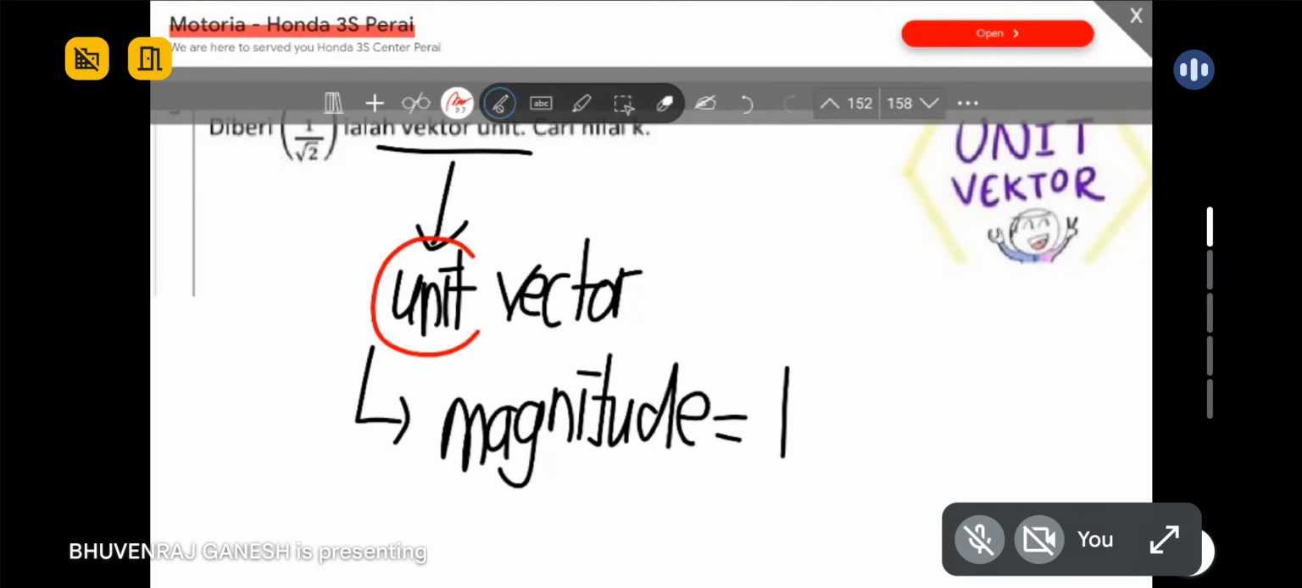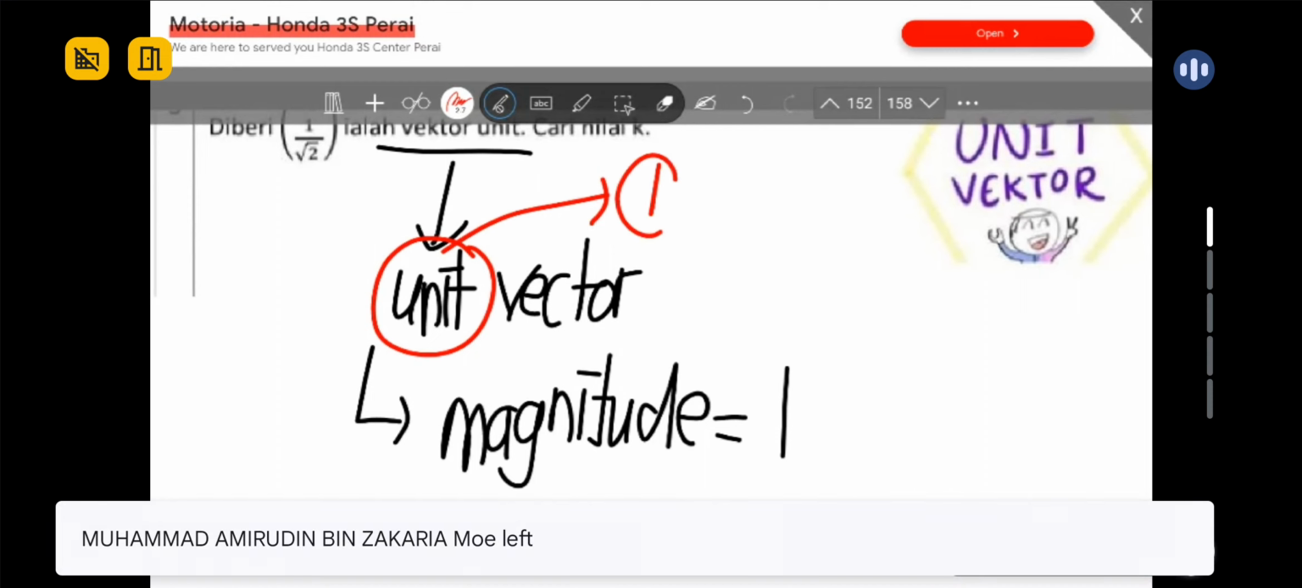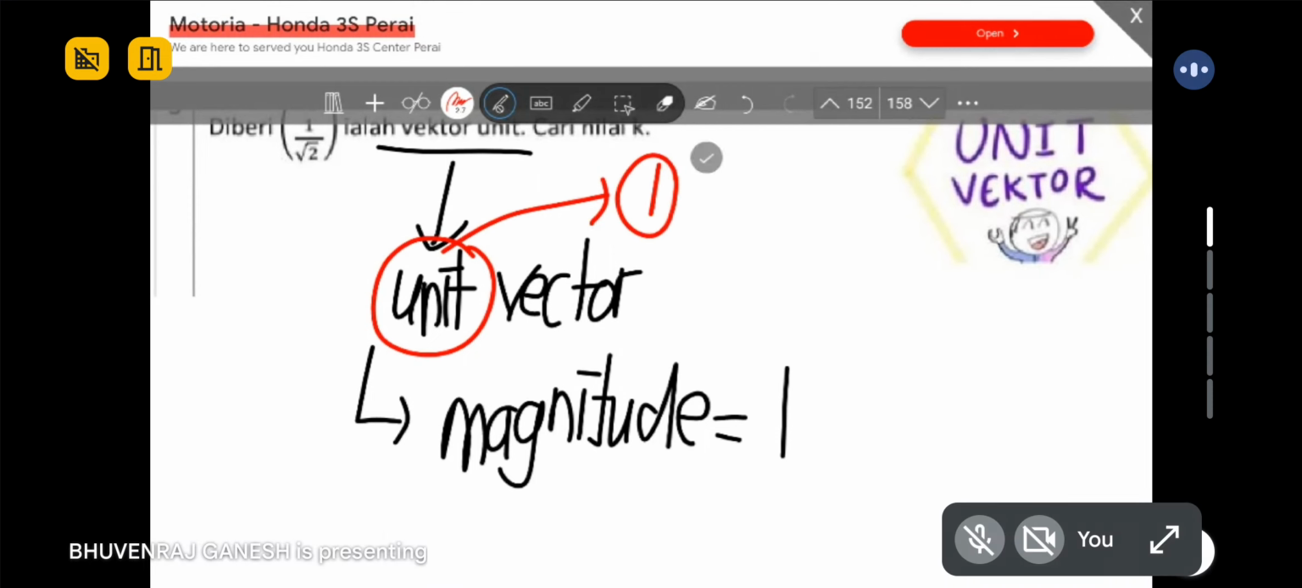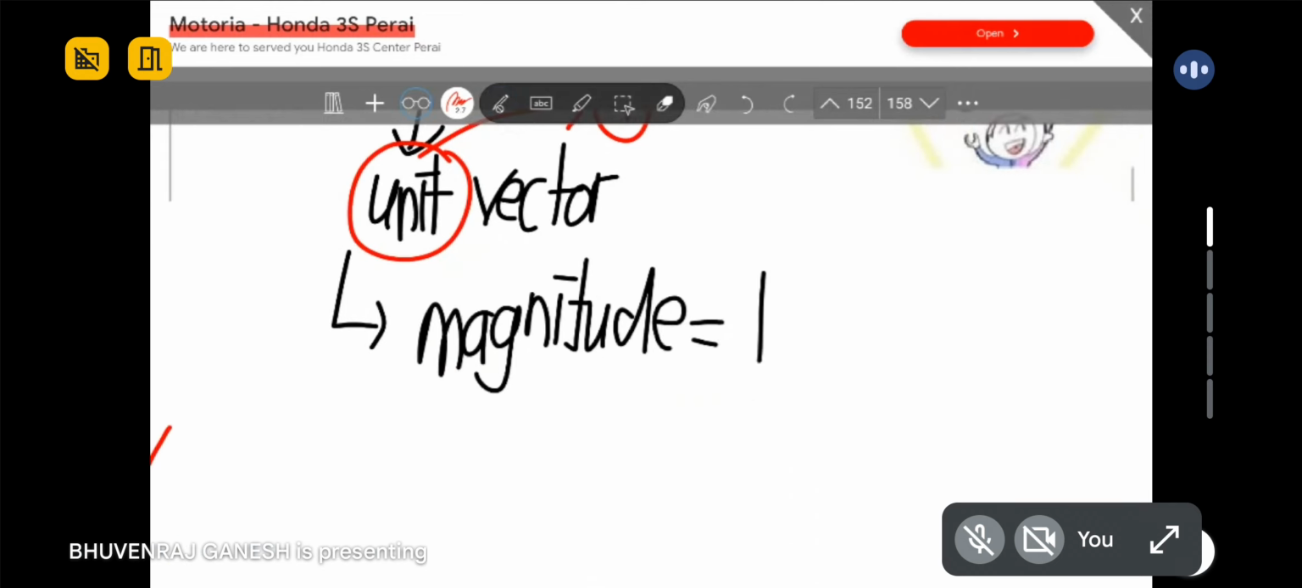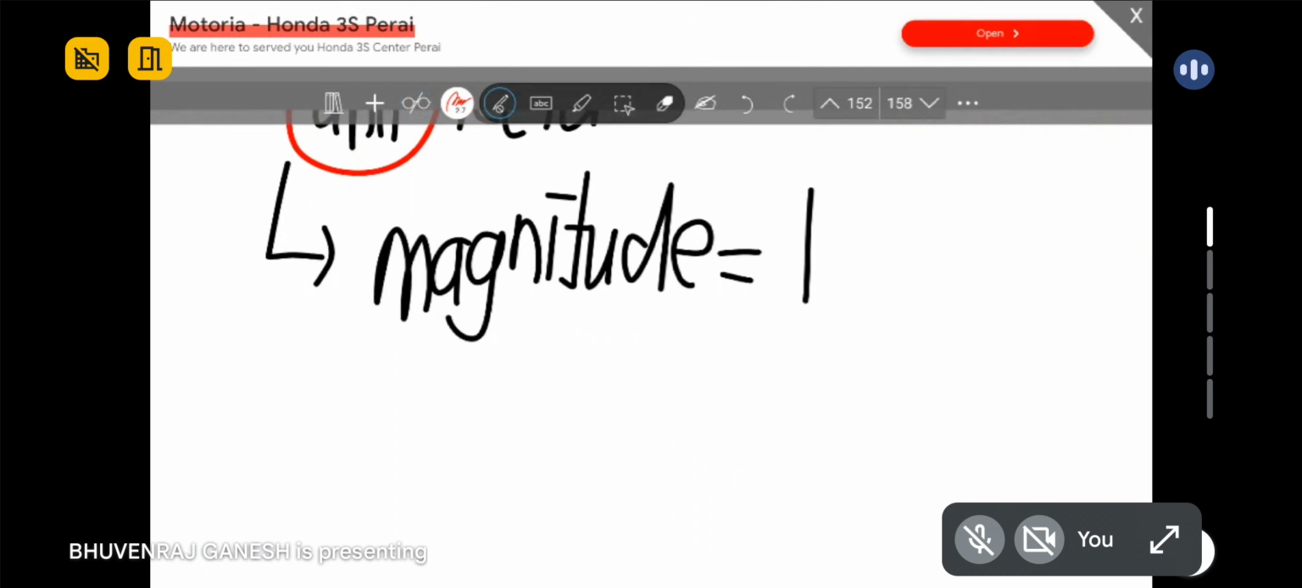That's why you see the word unit. Whenever you see the word unit in Add Maths, it means 1. Please remember that, guys. That's why the magnitude is 1. Alright? So how do you find magnitude in vector? Do you all still remember the formula? Formula for magnitude, very simple for vector. Anyone? Try to remind me.